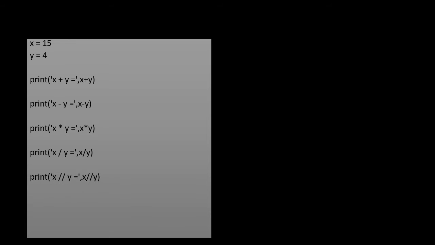So for example, x value is 15, y value is 4, and then we are printing first x plus y and x minus y, and next we perform multiplication and division also. The next one is also division, that is the floor division. Last, the exponent operator is for the power value.